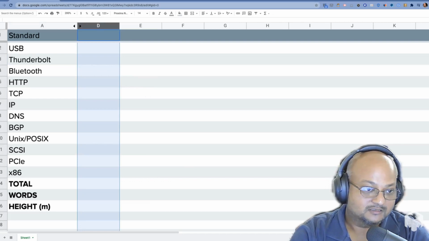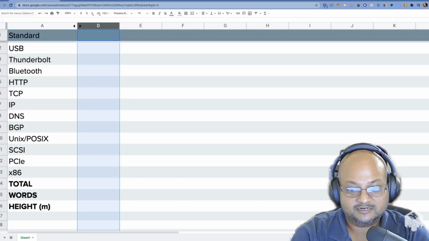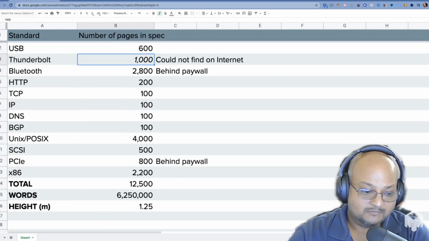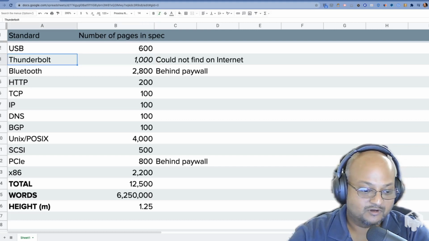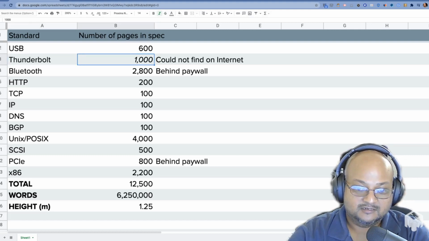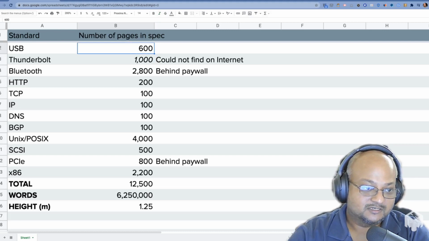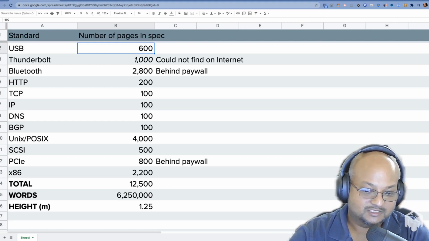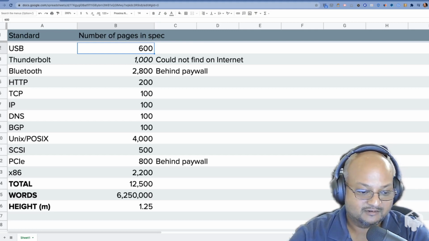I went and did a search for the specifications of all these technologies on the internet. Most of them I could find, but some of them were behind paywalls. For example, the Thunderbolt spec is behind a paywall. I couldn't find it on the public internet, and so I took a rough guess at it. And what I wanted to see was how many pages long is the spec for each of these technologies. And I rounded up to the closest 100 because I just want to get a rough idea. I'm not going for precision over here.